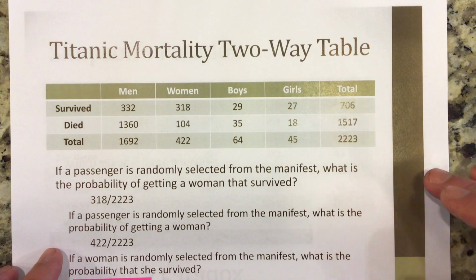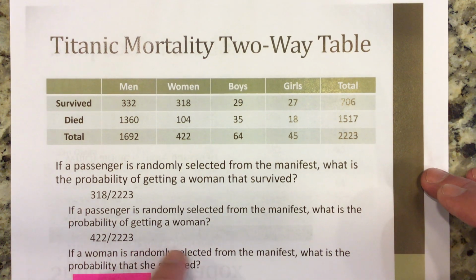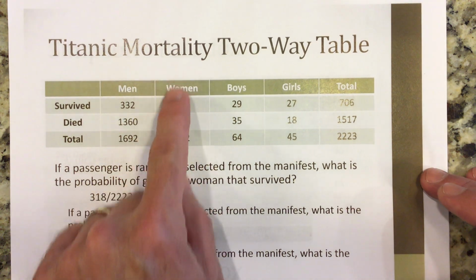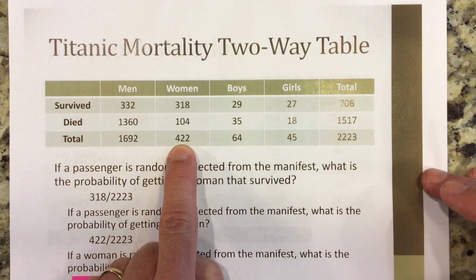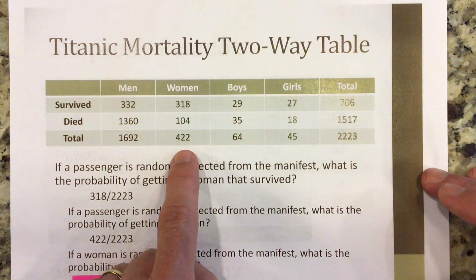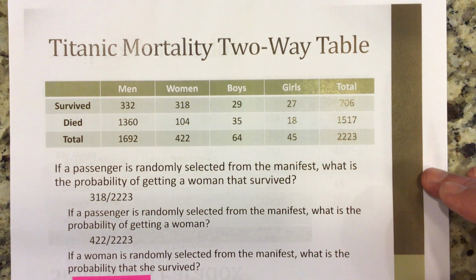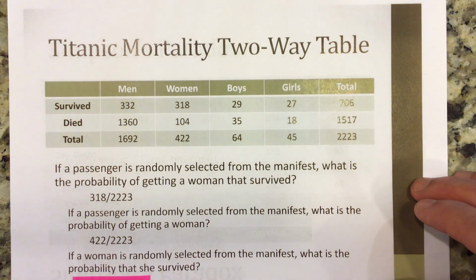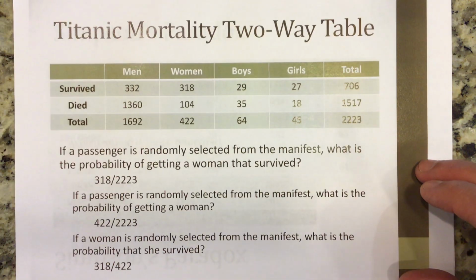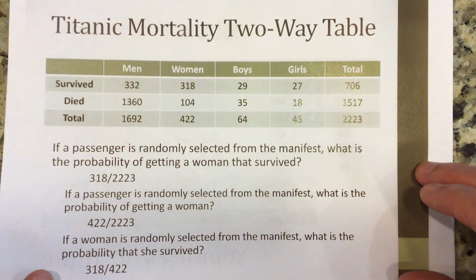Okay, that was marginal. Next, if a woman is selected, guaranteed I'm in this column. So now my denominator is out of 422 because I know I've selected from this column. What's the probability she survived? So that'd be 318 out of 422. And there you go.